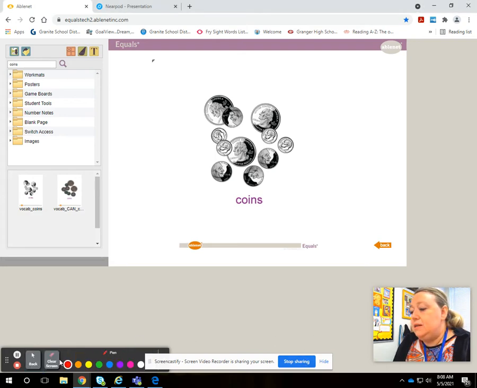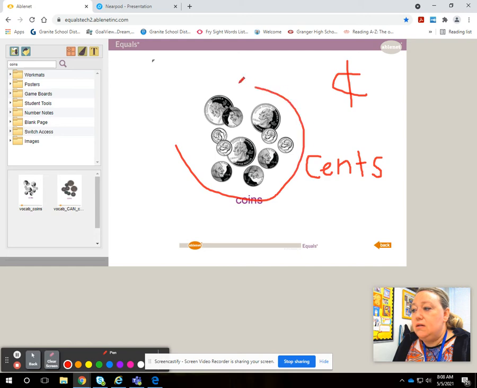I wanted to spell cents. The cent sign looks like this, cents. And then we spell it C-E-N-T-S, cents.